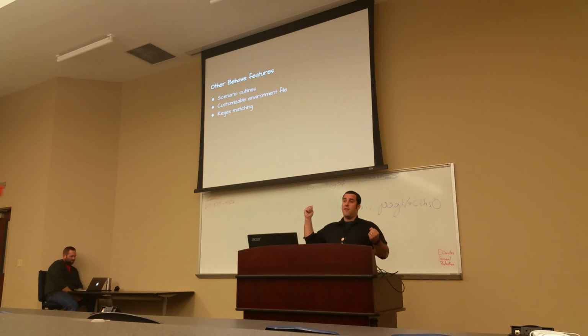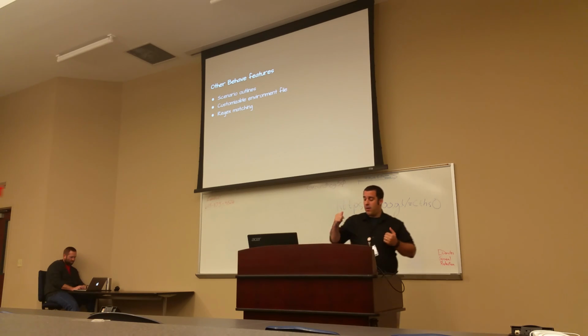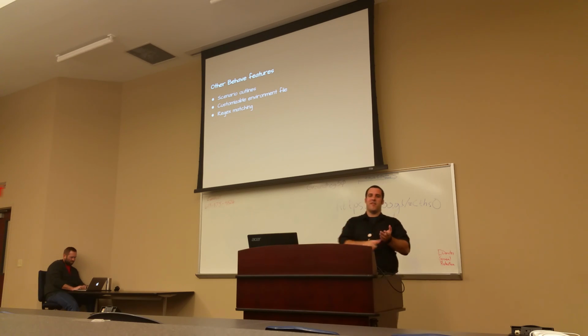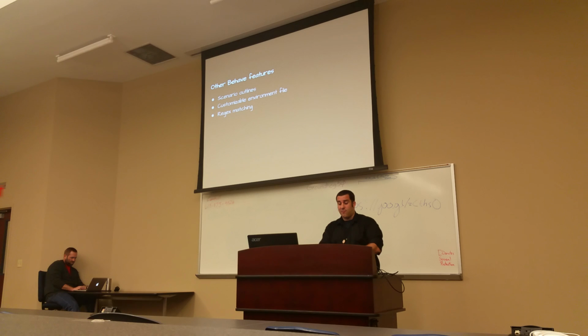Scenario outlines, the ability to parameterize the Gherkin feature themselves. So you can say, given a URL, blah, and later on in the Gherkin syntax, have an outline saying, here's all the URLs I want to try in tabular format. Makes it really easy for people to add new test cases on the fly. That environment file is super powerful. You can do things before features, before scenarios, before steps, or after any of those. And there's the regex matching as well.